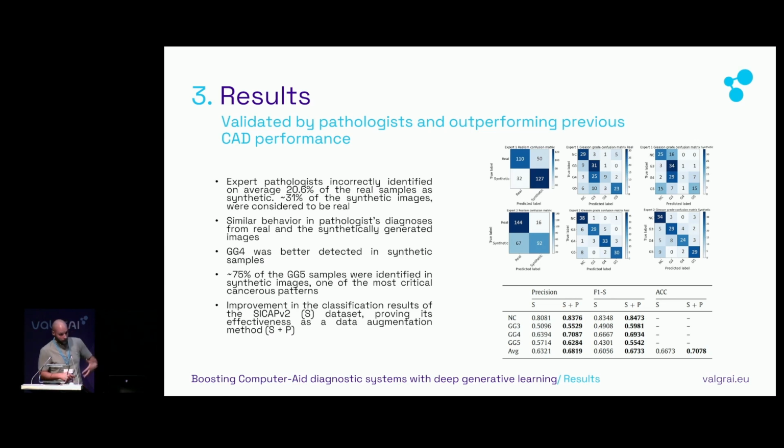After that, of course, we train a computer-aided diagnostic system improving the less representative classes, and we obtain better results here in the second column by introducing more synthetic images created by our system.